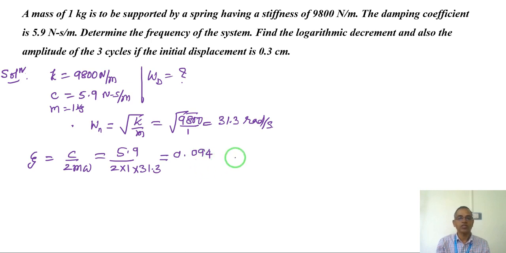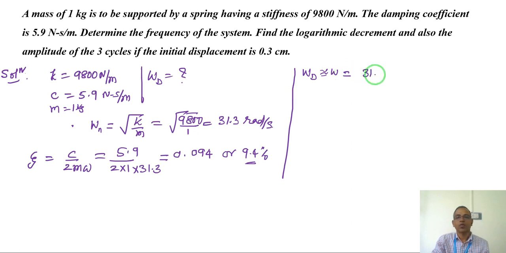0.094. That means in terms of percentage, 9.4%. That means damping is very less. So I can directly say that omega d is very close to omega, right? So that is nothing but my 31.3 radians per second. This is damped or undamped, same, because damping ratio is very less.